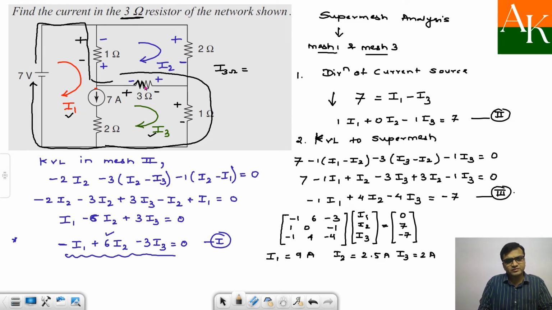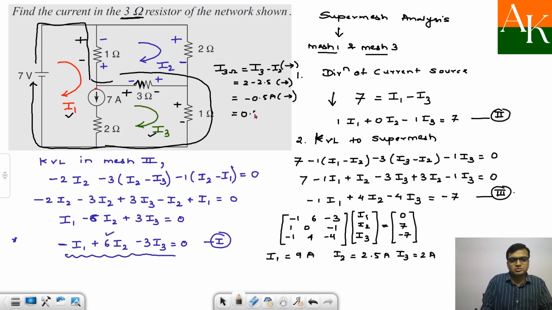So let's say if you decided to move towards right, then it will be I3 minus I2. So I will write over here I3 minus I2 towards right. Now I will substitute the value. So this will become 2 minus 2.5 towards right, and this will lead to minus 0.5 ampere towards right. So that means the current through 3 ohm will be 0.5 ampere towards left. If I would have written at the beginning I2 minus I3 towards left, I would have directly got the answer 0.5 ampere towards left. So remember this thing.